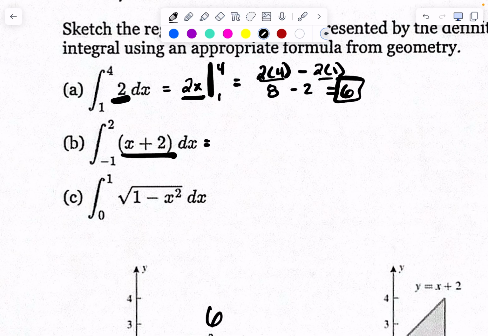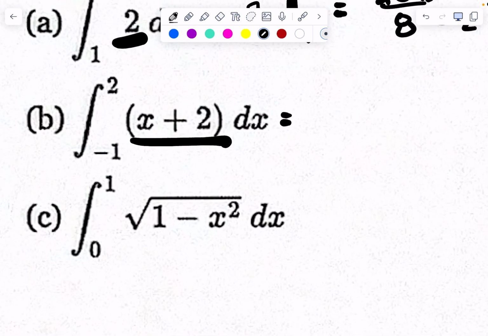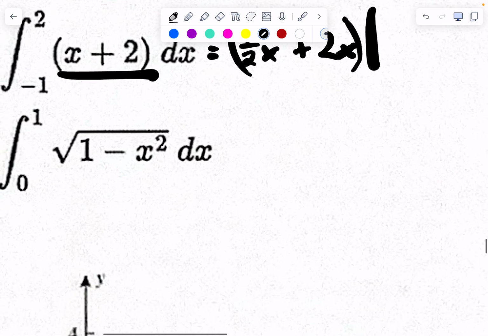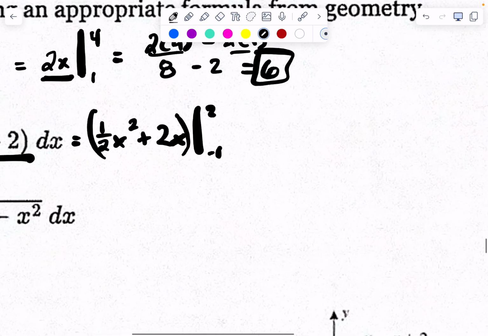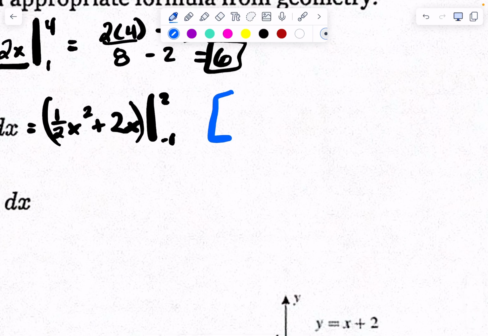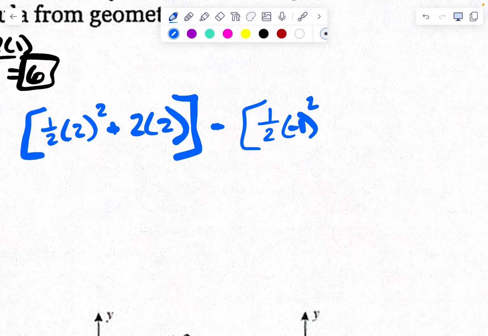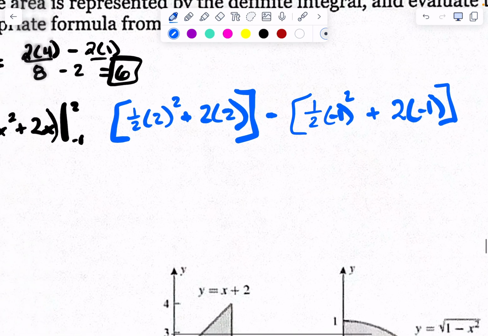Okay, x plus 2. What's the antiderivative of x plus 2? 1/2 x squared plus 2x. Then I do my little bar, and I'm going to put parentheses, and I say -1 to 2. We plug in the top number first. So I'm going to do 1/2 times 2 squared plus 2 times 2, minus what I get when I plug in 0. Oh, no, -1, sorry.